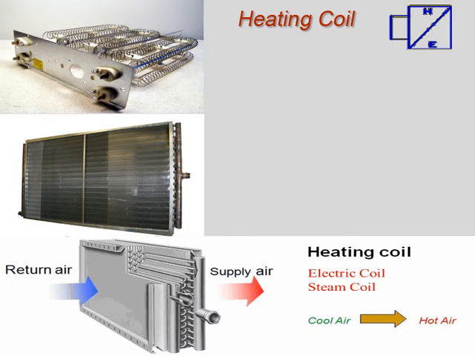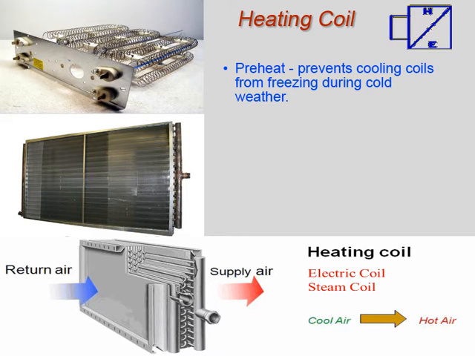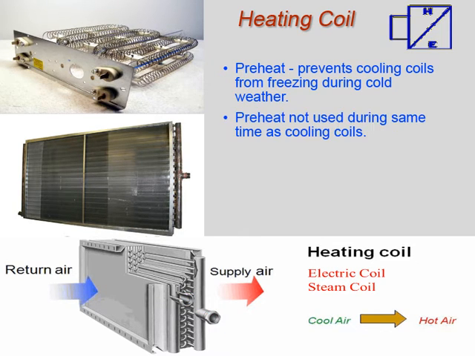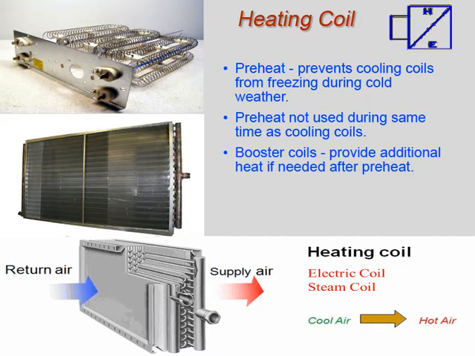Heating coils installed upstream of cooling coils are called preheat coils. Preheat coils heat the supply air to an area and prevent cooling coils from freezing during cold weather. Preheat coils are not operated at the same time as cooling coils. Booster coils are installed downstream of the cooling coils. These coils provide additional heat to the air when preheat coils cannot provide the required temperature. They also return air temperature to the desired value after dehumidification by the cooling coils.